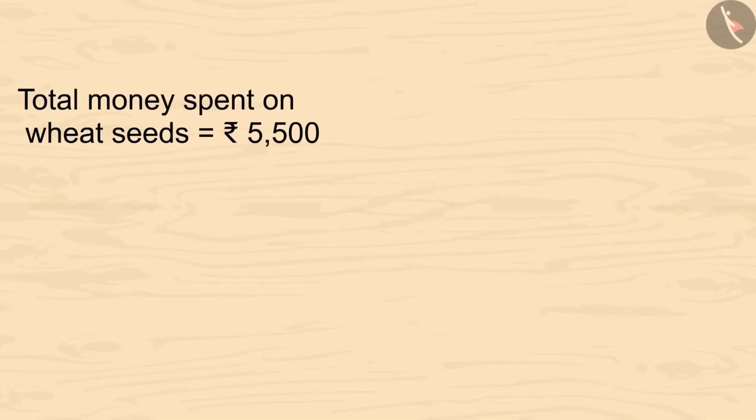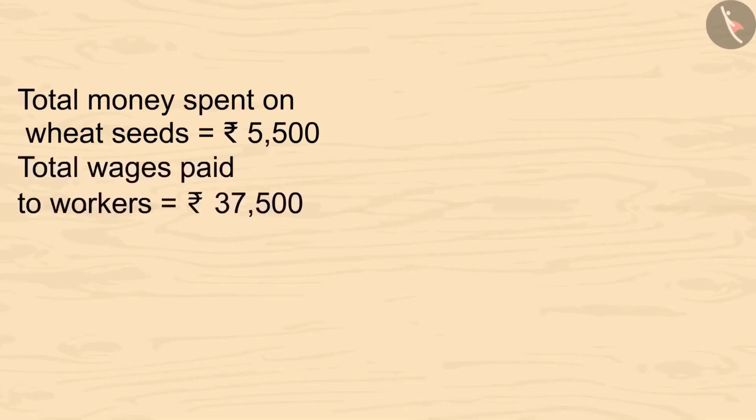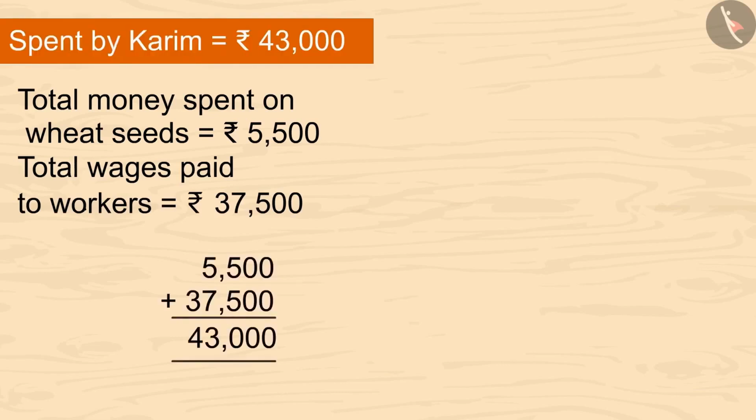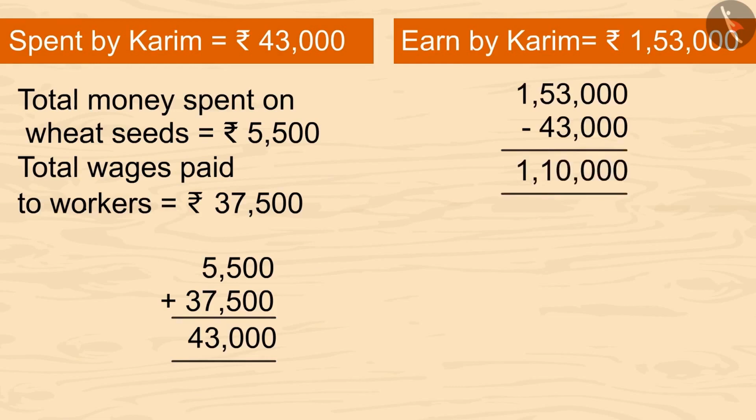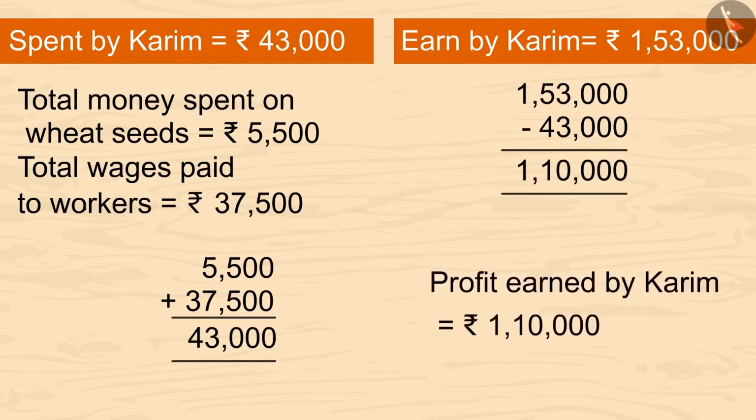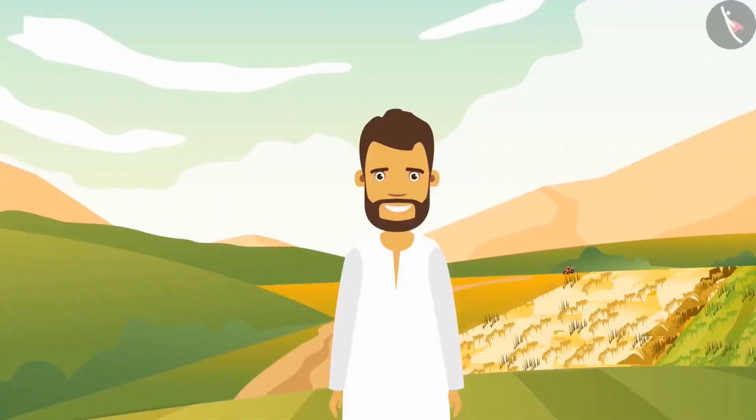5,500 rupees was spent on wheat seeds. Total wages paid to laborers was 37,500 rupees. On adding both of them, we'll get a total of 43,000. Kareem got 1,53,000 on selling the wheat crops. Now if we subtract 43,000 from 1,53,000 rupees, we'll get 1,10,000. Oh wow! Kareem has earned a profit of 1,10,000 rupees.